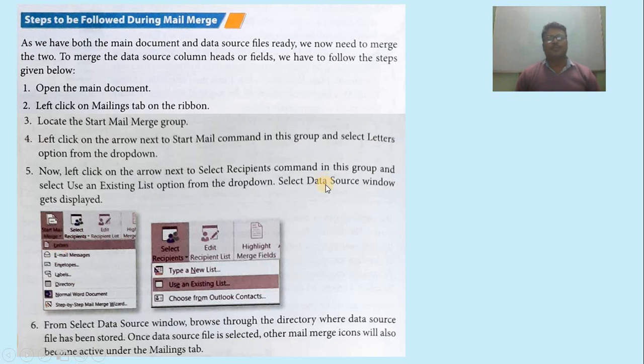After that you have to choose which type of list it is. Select Recipients: if you want to create a new one, you can type new addresses of the people, but if you already have a list, use Existing List. That means the Word file or Excel file from where you want to add the addresses of the list of people, you can choose here.